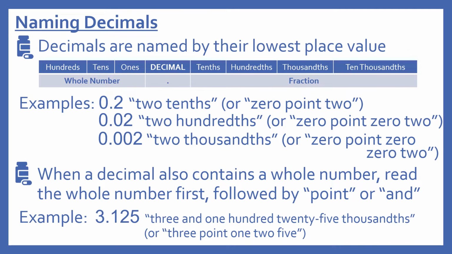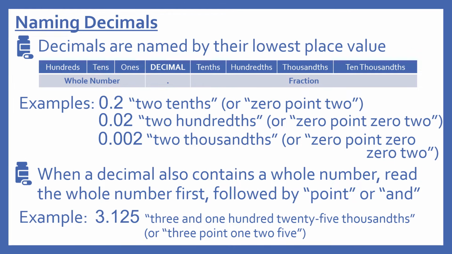When a decimal also contains a whole number, the way that you say that, you're going to read the whole number first, followed by point or and. So a common way to say it would be 3.125, but that is actually 3 and 125/1,000ths.